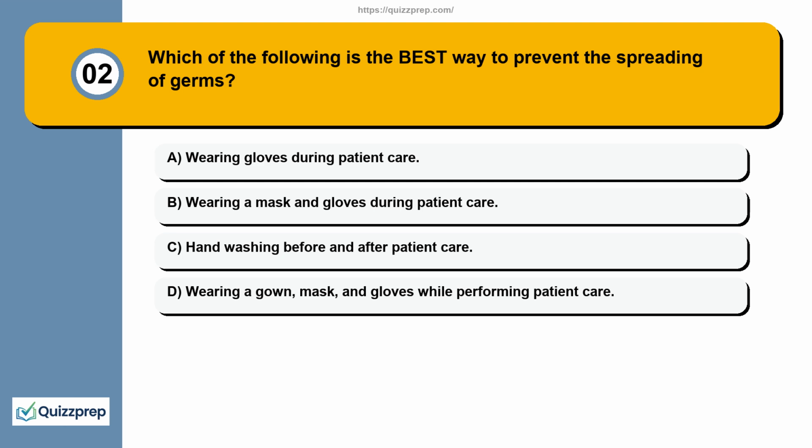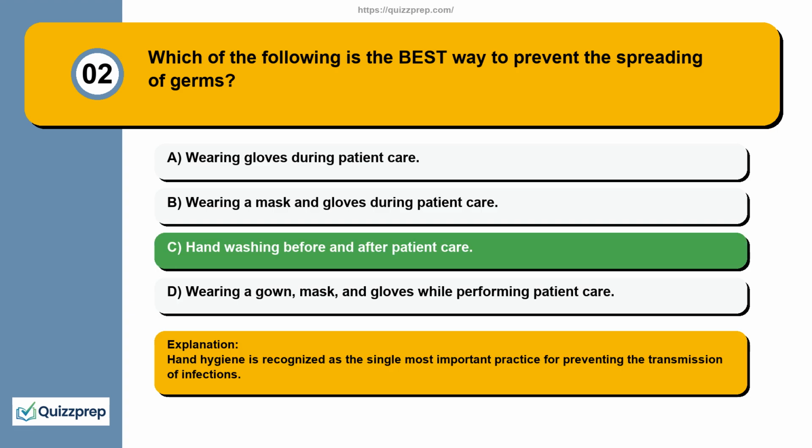Question 2. Which of the following is the best way to prevent the spreading of germs? Wearing gloves during patient care. Wearing a mask and gloves during patient care. Hand washing before and after patient care. Wearing a gown, mask, and gloves while performing patient care. Hand hygiene is recognized as the single most important practice for preventing the transmission of infections.